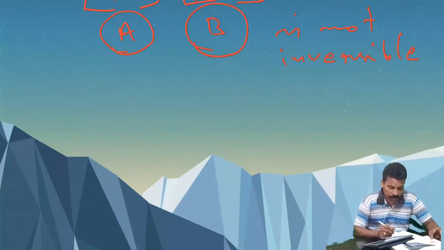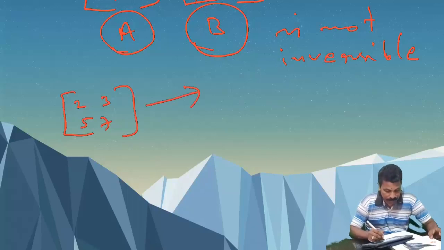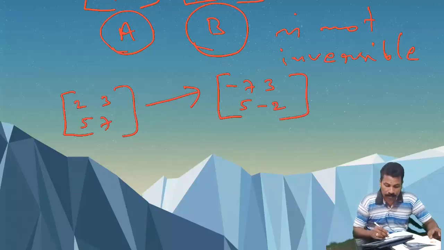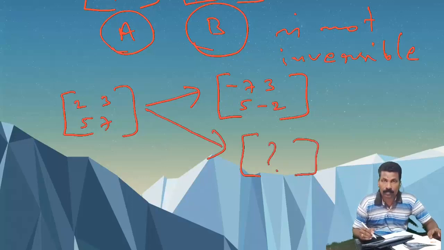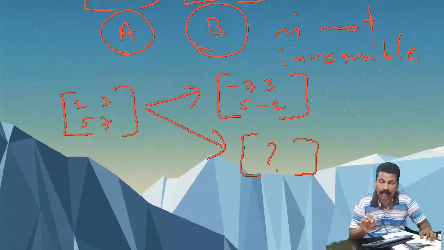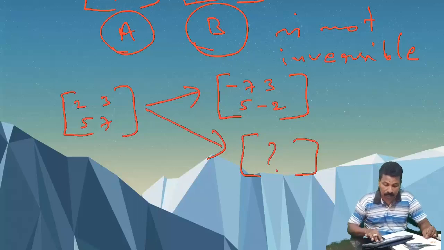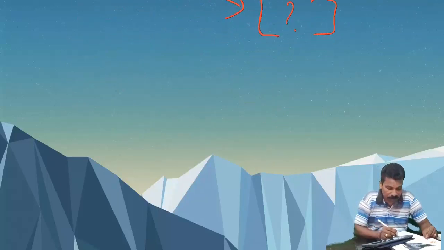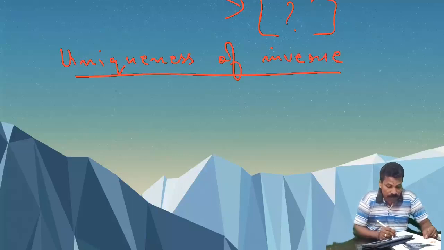Now we can see that for this matrix 2, 3, 5, 7, we had the inverse, that is negative 7, 3, 5, negative 2. Now we cannot find another inverse for this. That is, if the inverse exists for a matrix, that is unique. It is no guarantee that inverse exists, but if it exists, it is unique. How to prove it? We are going to prove the uniqueness of inverse. A square matrix, if its inverse exists, has a unique inverse.